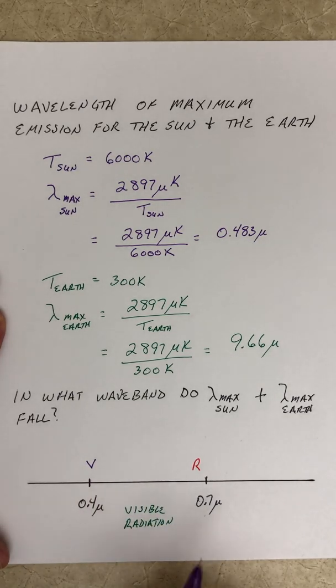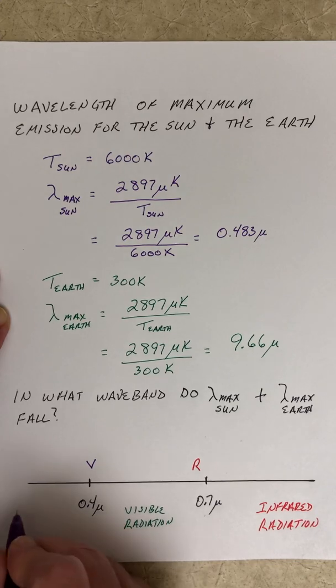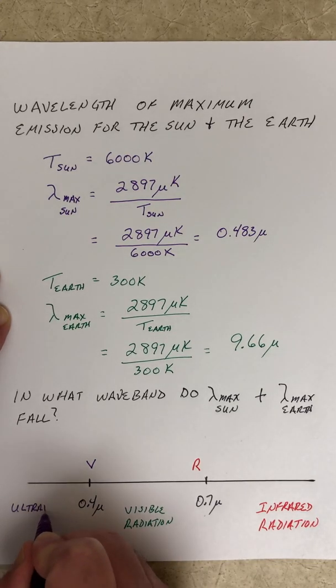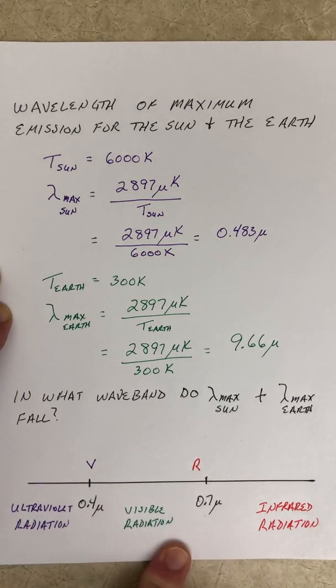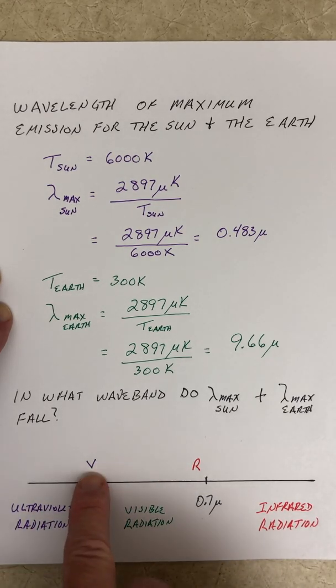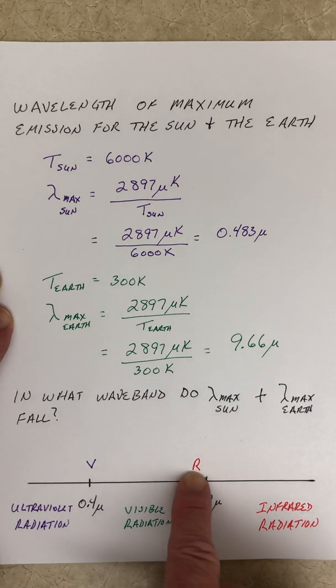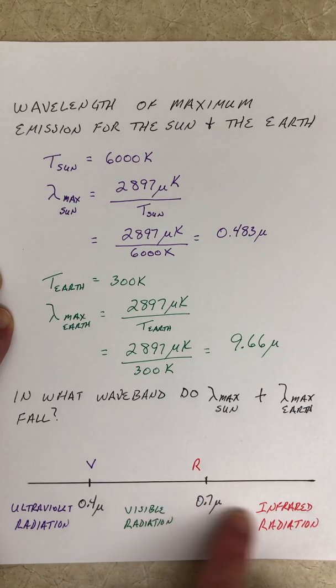Any wavelength that is bigger than 0.7 microns will fall in infrared radiation. And anything that is smaller than 0.4 microns will be ultraviolet. When you look at the terms, this should make complete sense. You've got visible radiation that goes from 0.4 to 0.7 microns. If you go shorter than 0.4, you go from violet into ultraviolet. And on the other end of the visible scale, at 0.7 microns, you have red. And if you go bigger than 0.7 microns, now you're in infrared.